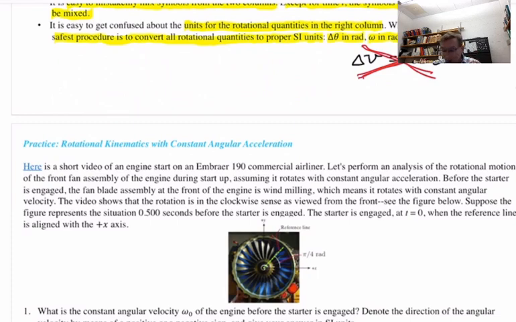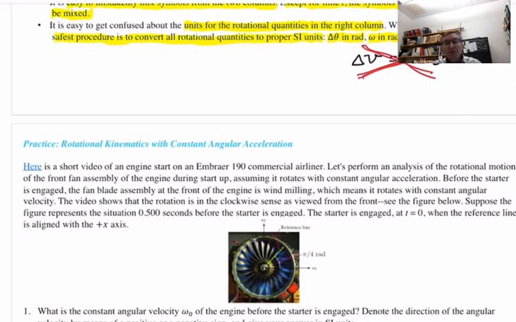And of course, as you probably know, a jet engine is basically a very large metal fan with a bunch of metal blades and an axis of rotation through the middle. And it rotates vertically when the plane's on the ground. And so here's what we're going to show you. I'm going to kind of describe it, and then I'm going to show you the video, and then we're going to answer some questions. So we're going to be looking at the startup, at the engine start of an Embraer 190 airliner. We're going to analyze the rotational motion of the front fan assembly of the engine during startup, assuming that it rotates with constant angular acceleration once the starter is engaged.